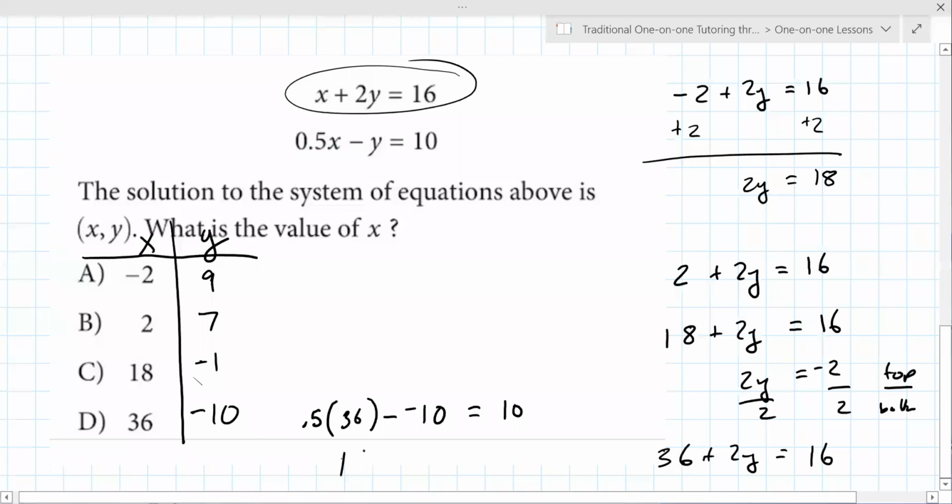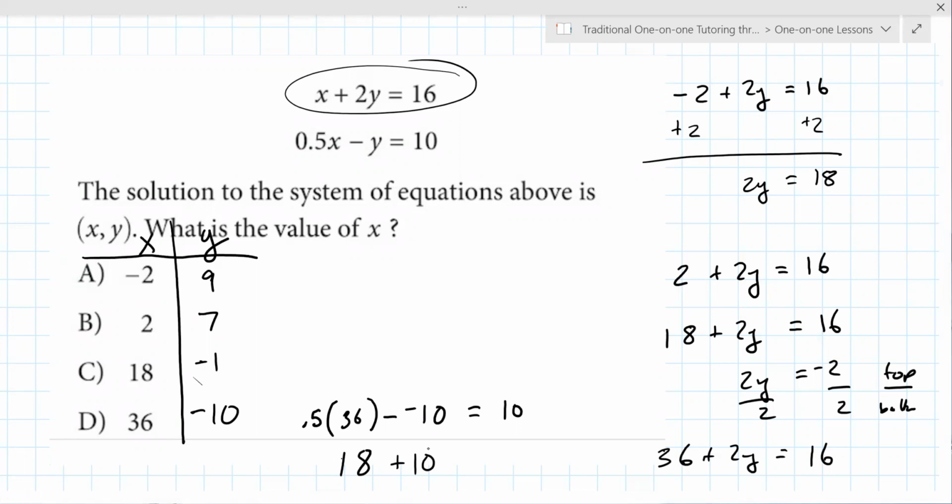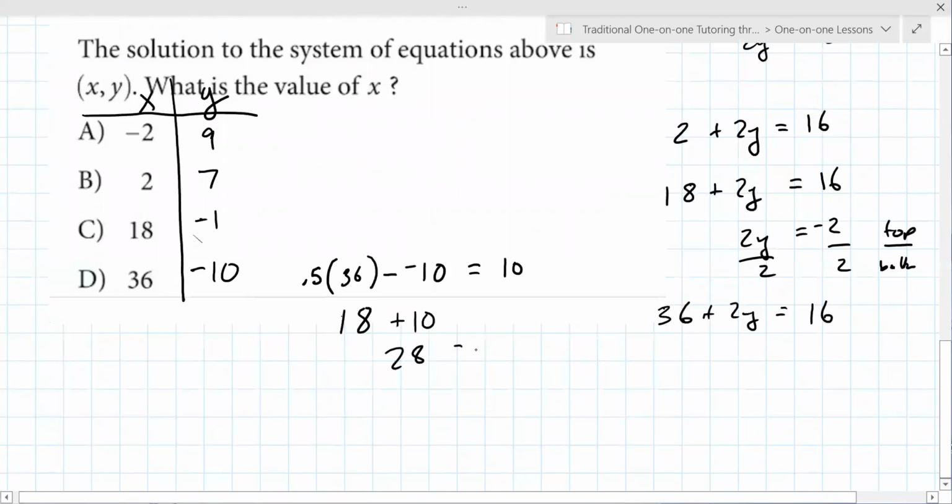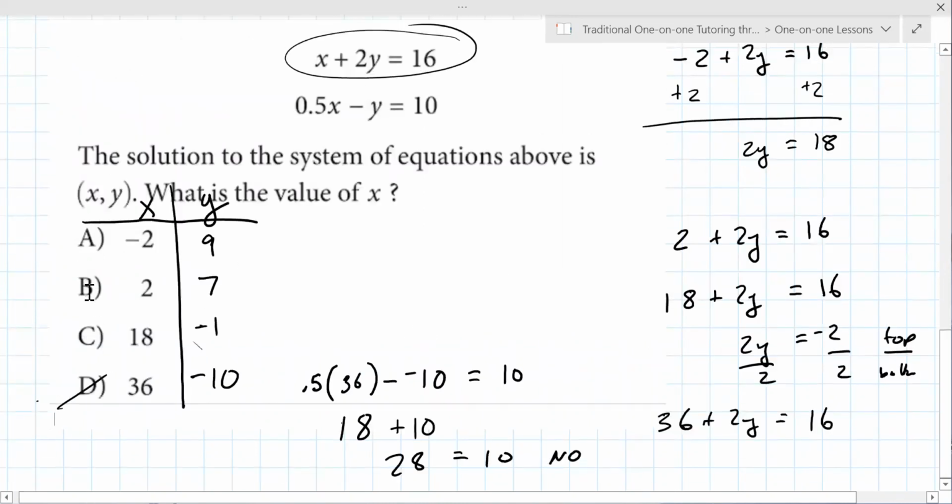18. What happens when you have two negatives? When you have two negatives, you have to add. It becomes plus 10. What is 18 plus 10? 18 plus 10 is 28. Okay, is 28 equal to 10? No. So D is out. Okay, so I want you to try letter B in the second equation, please.